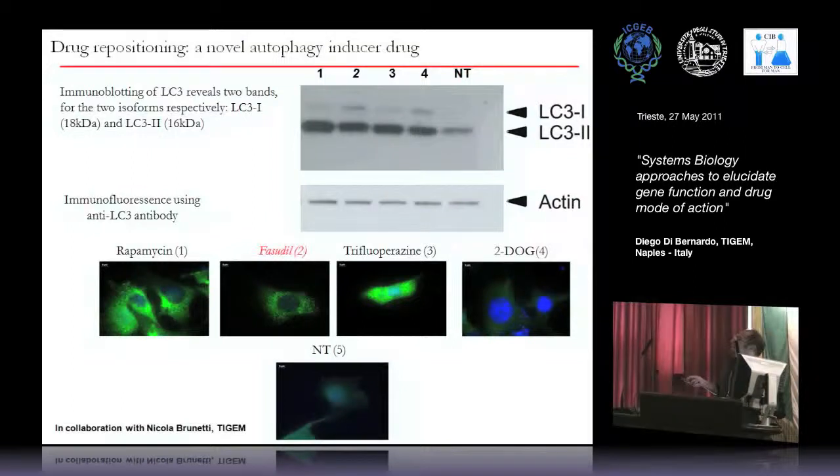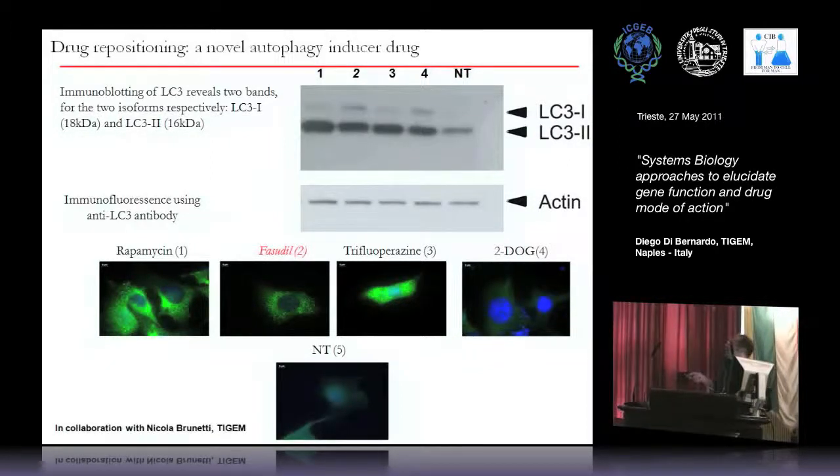To prove this, you already know about LC3-1 and 2 very well from the previous talk. What we saw was treating with Fasudil, which is number 2, compared to untreated cells, an increase in LC3-2, and we used rapamycin as a positive control, and 2-deoxyglucose is number 4, and this other drug, which is an antipsychotic, but is known to induce autophagy. And also by immunofluorescence, we could prove that Fasudil did increase autophagy.